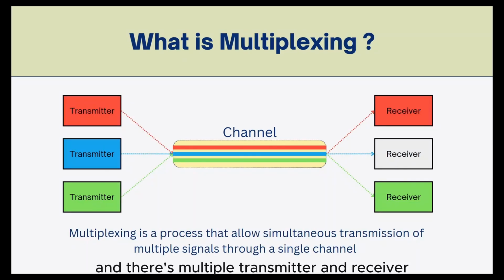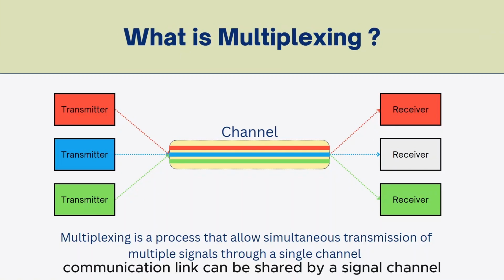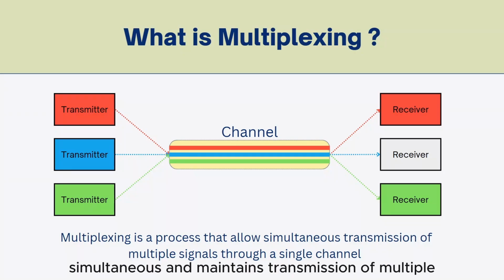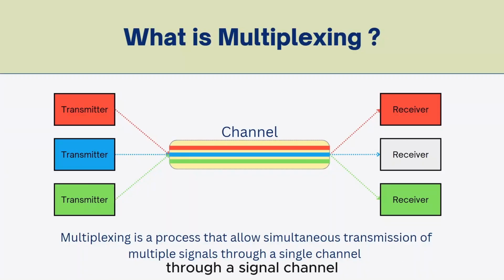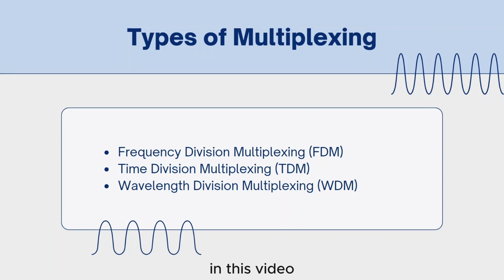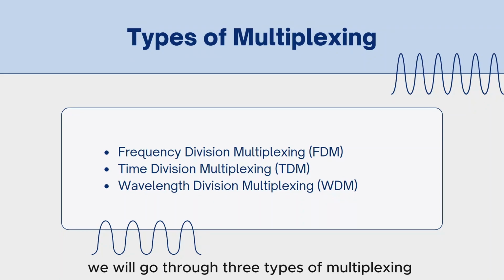When there are multiple transmitters and receivers, the communication link can be shared by a single channel, and this process involves multiplexing. So, multiplexing is a process that allows simultaneous transmission of multiple signals through a single channel. Now we know what exactly multiplexing is. In this video, we will go through three types of multiplexing.